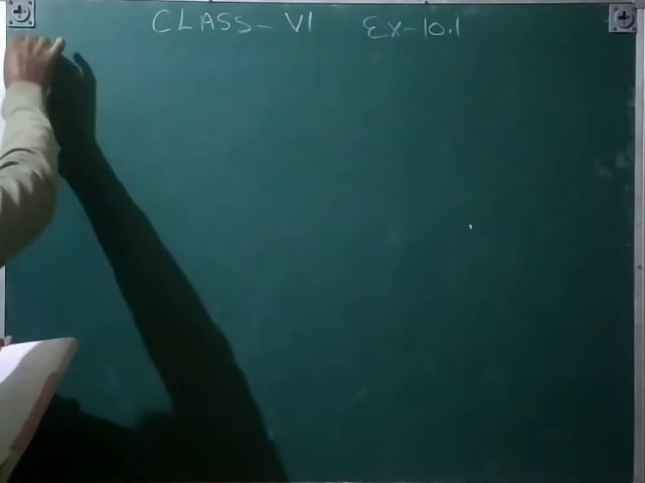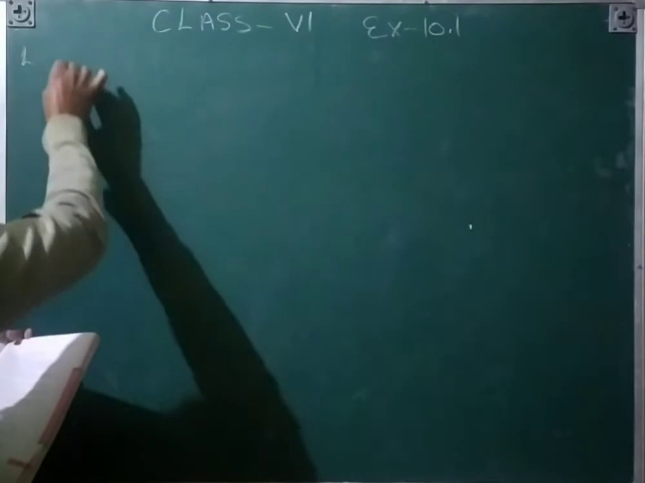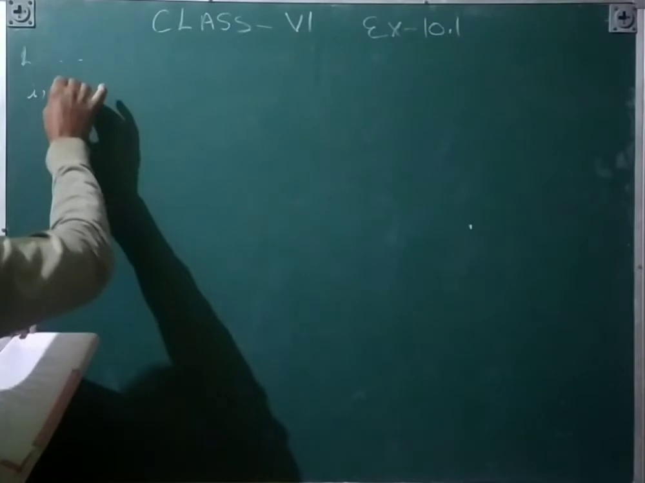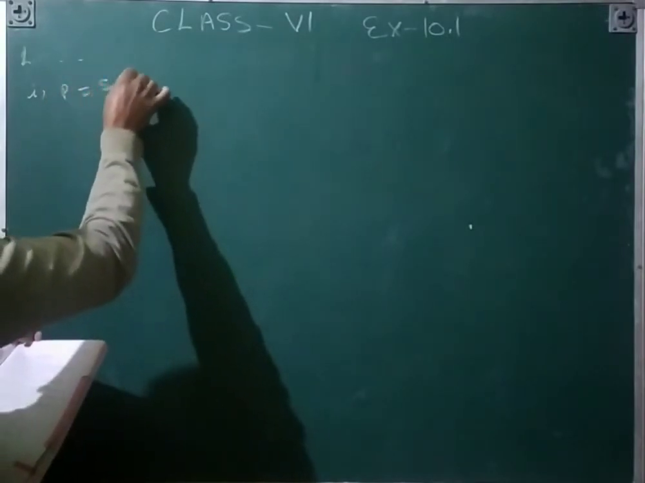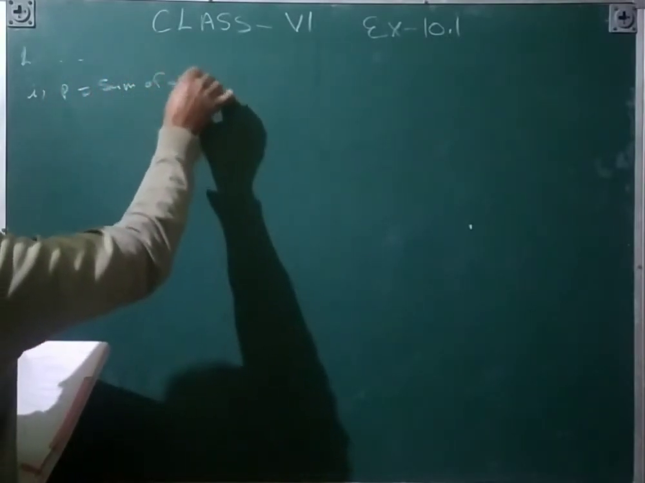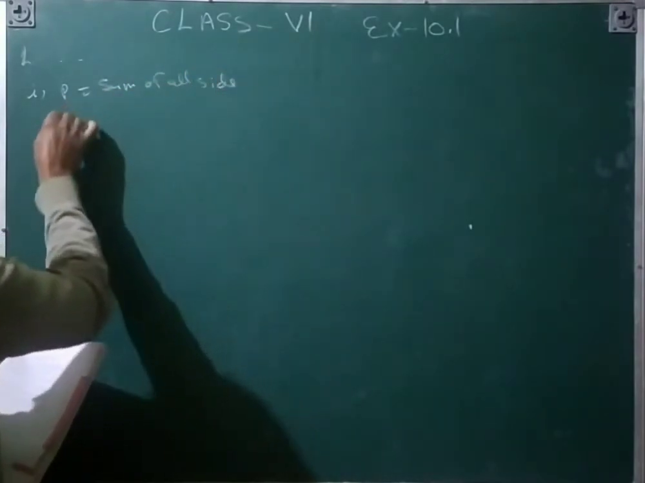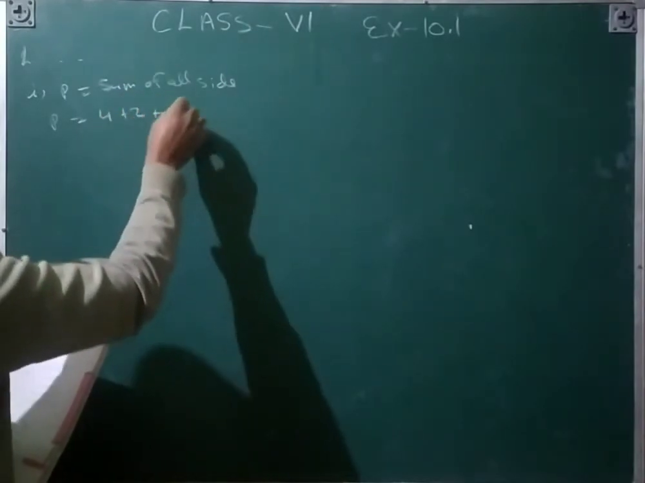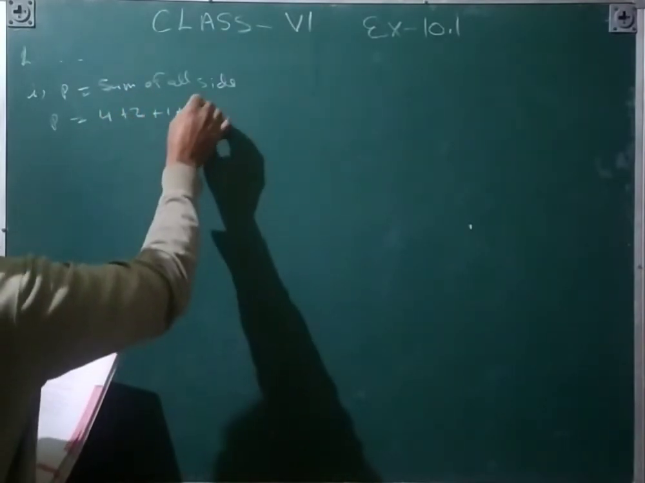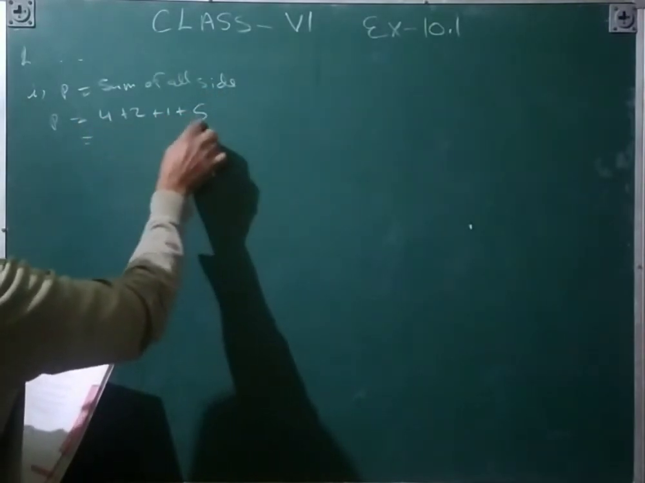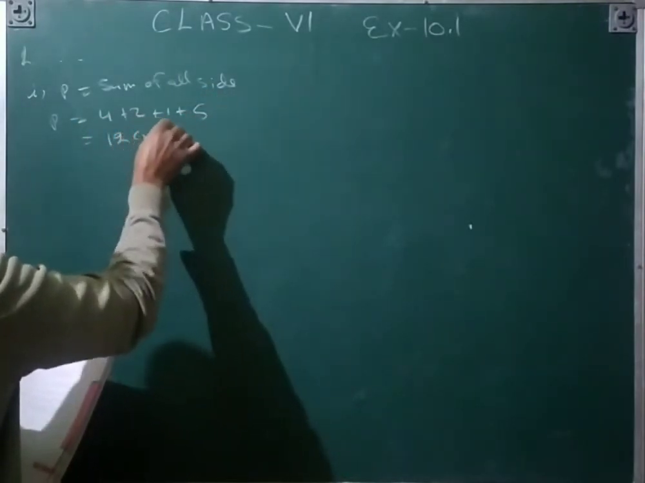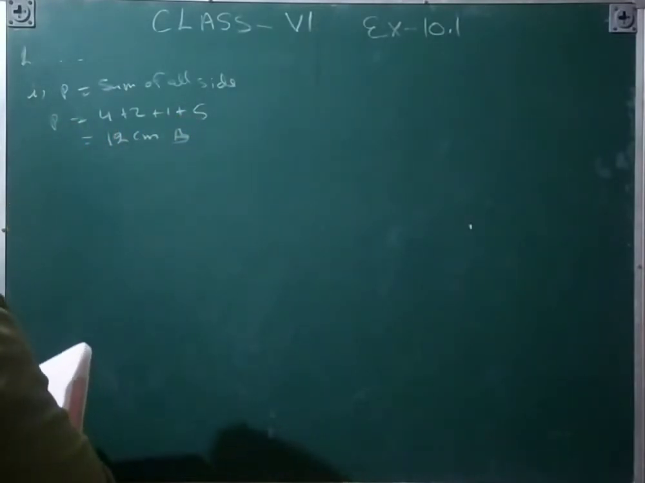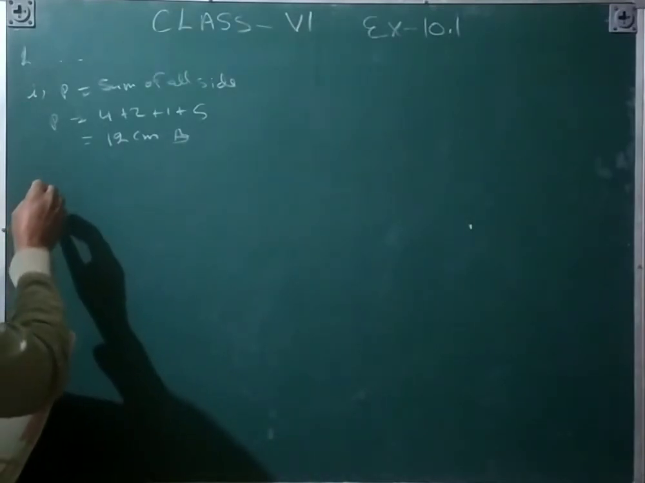So very simple. The first part is, perimeter is equal to the sum of all sides. So P is equal to the sides, 4 plus 2 plus 1 plus 5. So 4 plus 2 is 6, plus 1 is 7, plus 5 is 12. 12 centimeter is the answer. And the others you can do, C1, F1, E1.